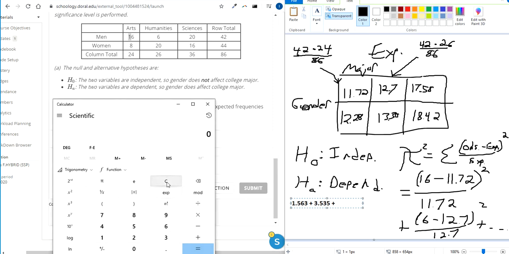And then men in the sciences, observed was 20, expected was 17.58. Square the difference, then divide by the total. And then women in the arts, the observed was 8, the expected was 12.28. Square the difference, then divide by the grand total. So 0.213.